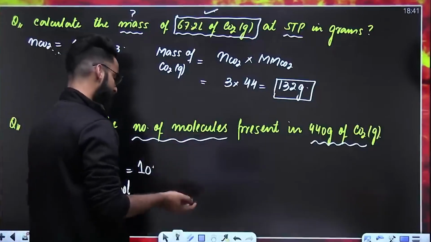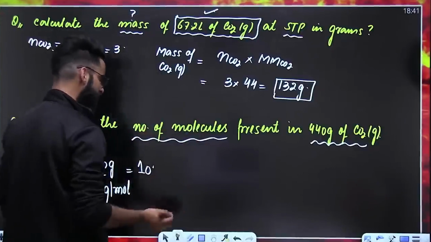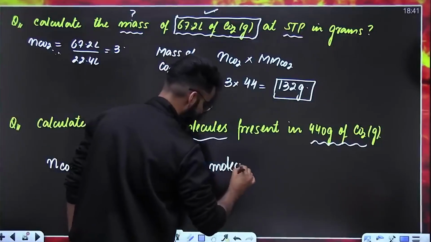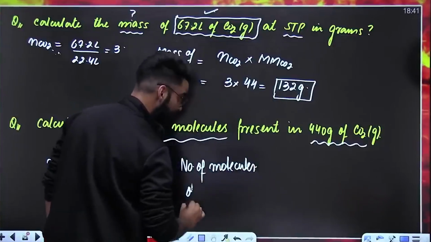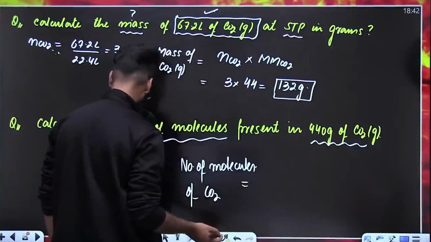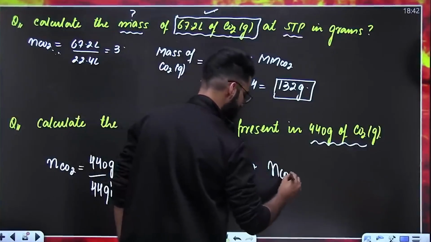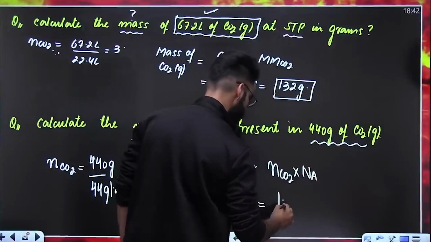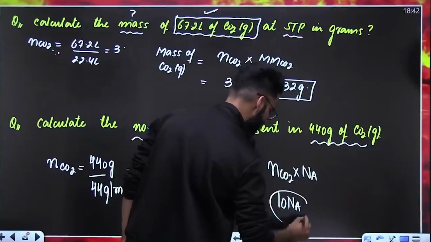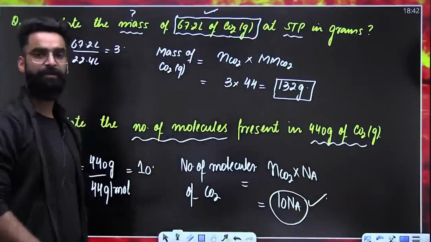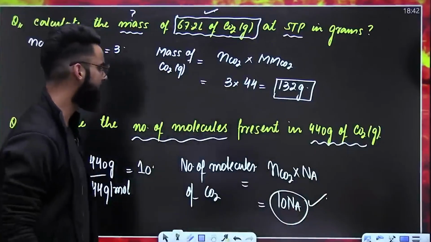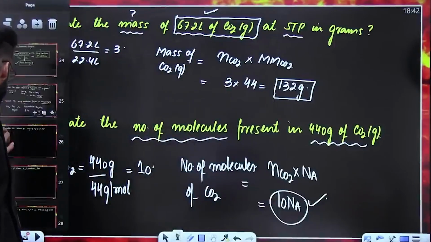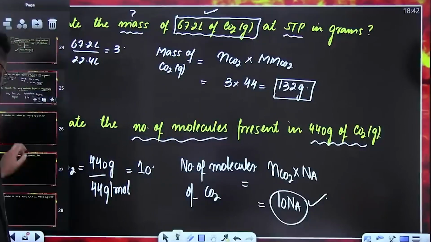Moles are done, right? Now we know moles multiplied by Avogadro's number gives me the number of molecules. So I'm writing the number of molecules of carbon dioxide, which will be equal to moles of carbon dioxide multiplied by Avogadro's number. Moles of carbon dioxide means 10 multiplied by Avogadro's number. So these many molecules of carbon dioxide we have present in 440 grams of carbon dioxide. I hope this is super clear to everyone.